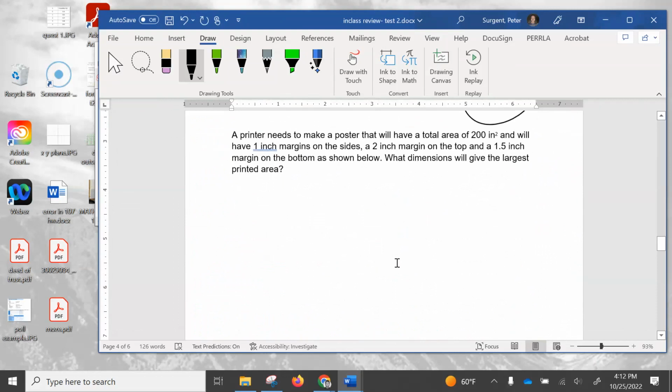So again, switched to optimization. Not related rates, right? Not functions of time, functions of whatever, X and Y maybe in this case.